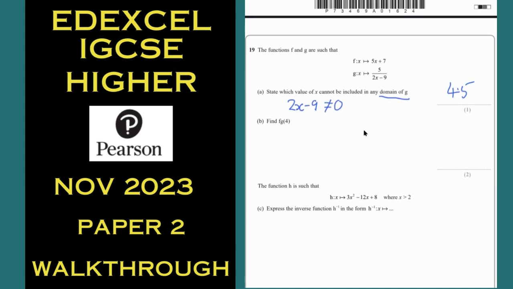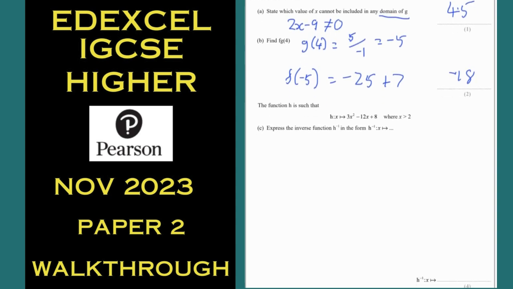Part B, find the f of g of 4. In other words, stick 4 into g. So that gives us 5 over 8 minus 9, which is -1. What does that give us? -5. And we need to stick that into f. So we times it by 5 and add 7. Timesing it by 5, adding 7, gives us -18.